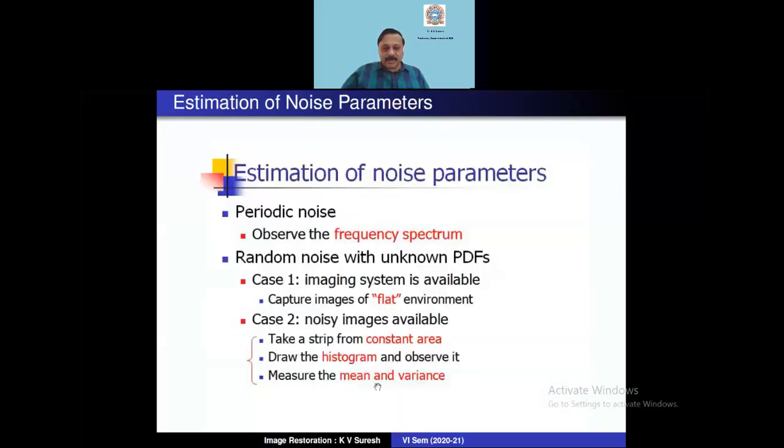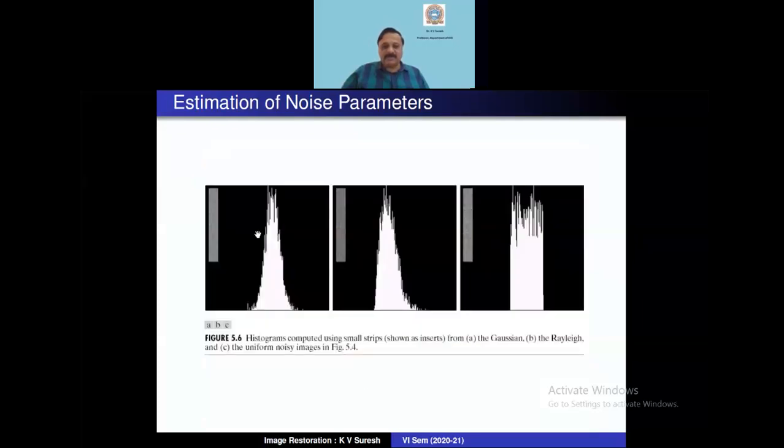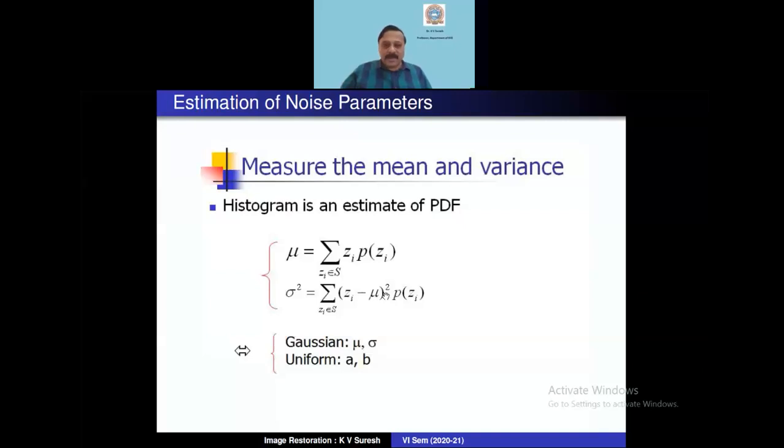So if noisy images are available and I don't have the camera, this is the best thing. When I give you a noisy image, you can just take the constant area in that image, plot its histogram, and then observe the shape. It will tell me what type of noise it is, then measure mean and variance. Now the next question is, how will you measure mean and variance? All of you know the formula for mean and variance. This is the formula for mean and this is the formula for variance.